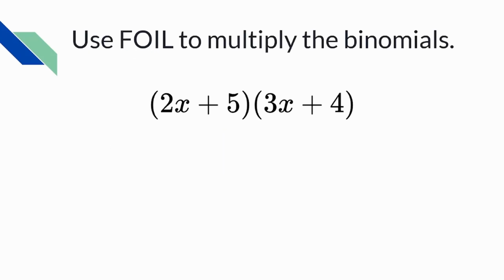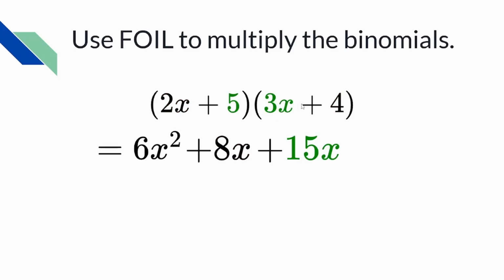Let's look at an example where we use FOIL to multiply the binomials, and it's a little bit more complicated here. Okay, so let's do this. Let's start with the firsts, right? The firsts in blue here, 2x and 3x. That product gives me 6x squared. Okay, next, we move to the outers. The product 2x times 4 gives me 8x. And my inners, that's 5 and 3x. So the product is 15x. And then the lasts in orange here. 5 times 4 is 20.